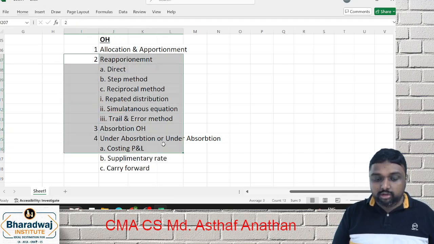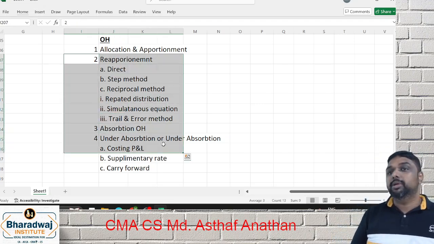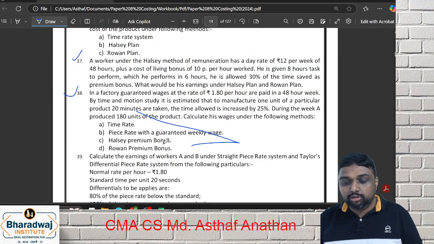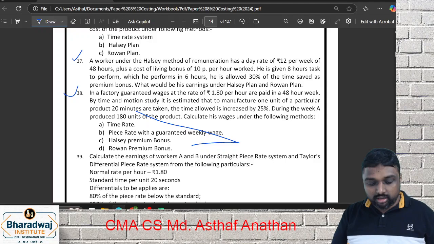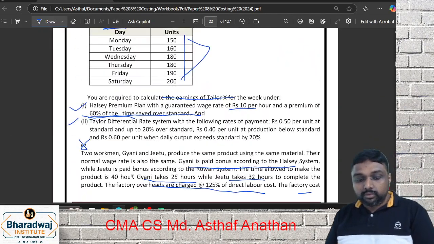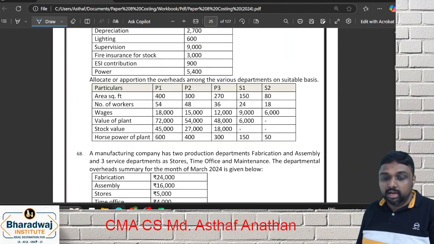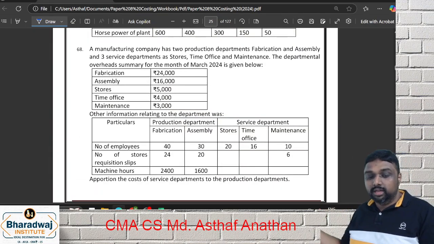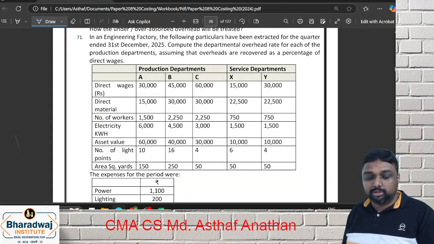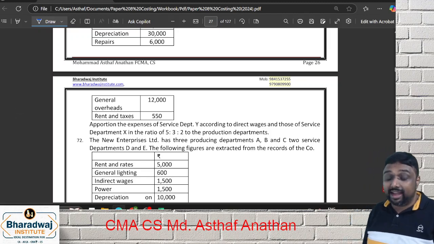So we'll do a consolidated question on apportionment, reapportionment, and overhead recovery. Are you ready, friends? So that you can do the whole revision. If you do one consolidated question, you can see all the areas. This first question is only apportionment. This is the step method. This is simultaneous equation. This is under absorption. But in this question, we have all the methods. But this question is direct apportionment.